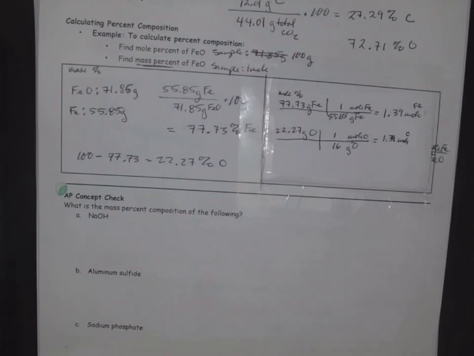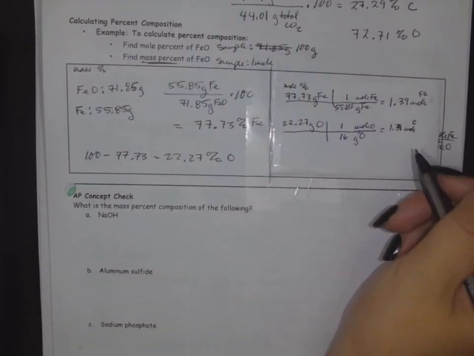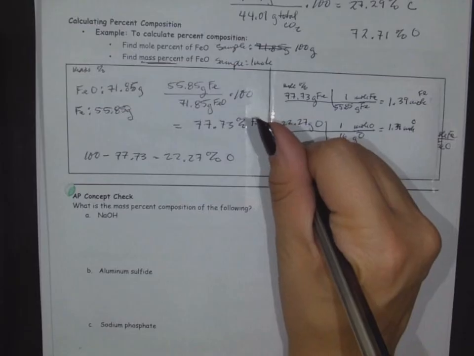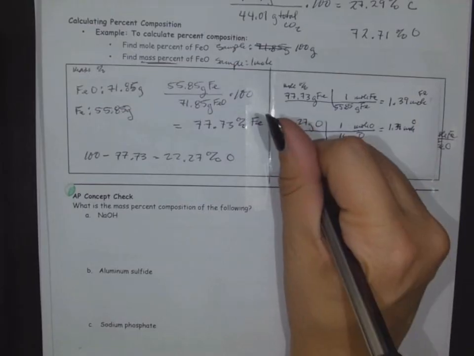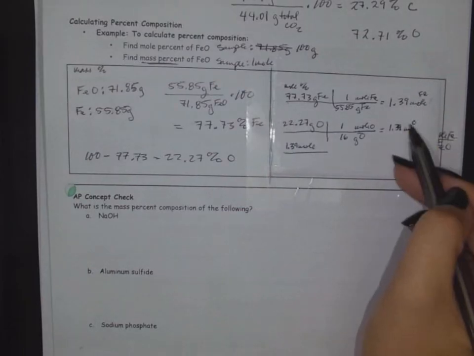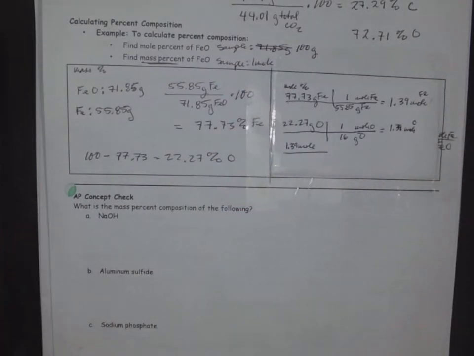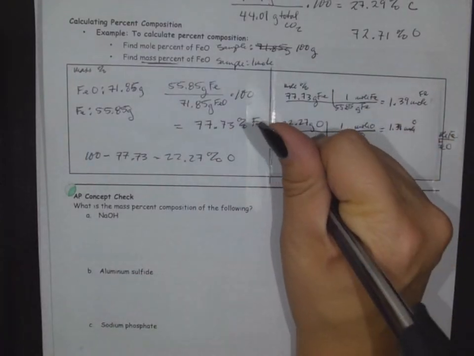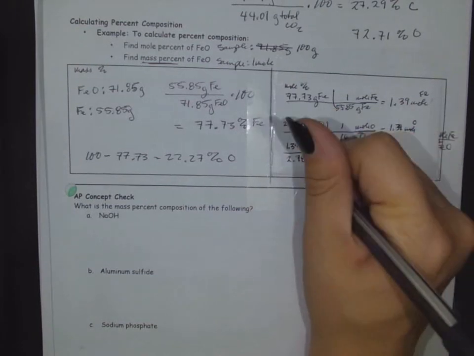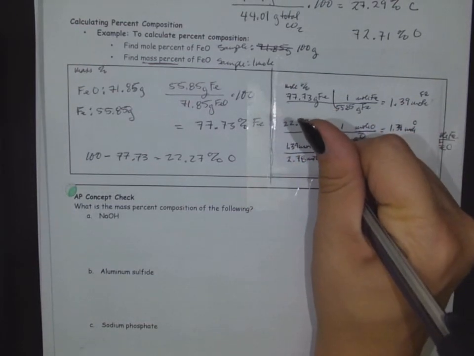What if I want the mole percentage of iron? Then I would take the moles of the iron, 1.39, and I would divide it by the moles total. And the total moles for iron oxide is the iron plus the oxygen, right? This 1.39 plus the 1.39. So 2.78, etc. moles. This is the iron. This is the total.